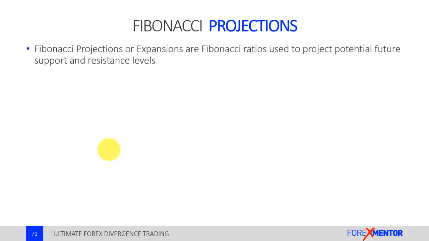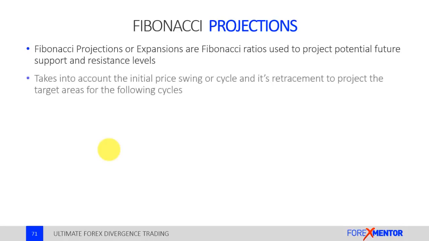Fibonacci projections or expansions are Fibonacci ratios used to project potential future support and resistance levels. Now, we just talked about extensions, and we're going to show you now the difference with the projections. Projections take into account the initial price swing or cycle and its retracement to project the target areas for the following cycles, and that's the difference.